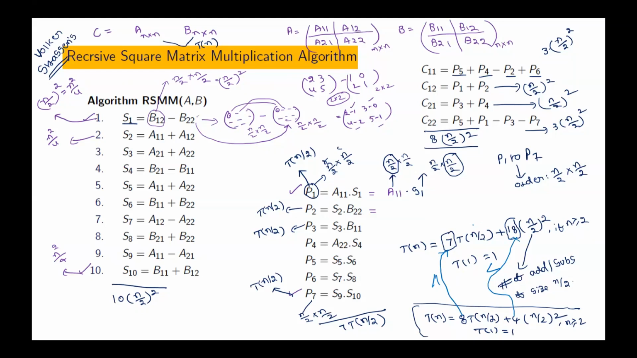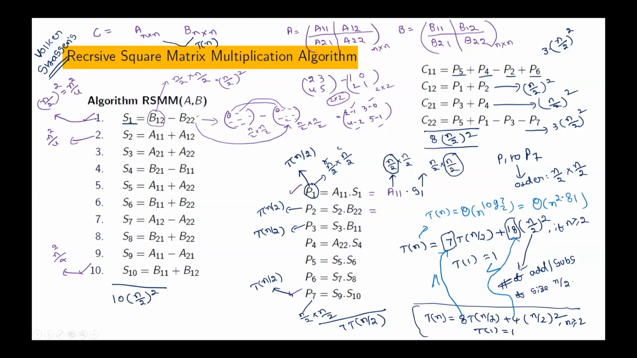So by the first case of the master theorem, T of n is theta of n power log 7 base 2, which is approximately n power 2.81. Is that okay? So what has he done? He reduced the number of multiplications from 8 to 7 at the cost of additions. Still he was able to get a better algorithm. It's a first breakthrough. After that, there are algorithms like Coppersmith-Winograd and others. We are not going to discuss those things.